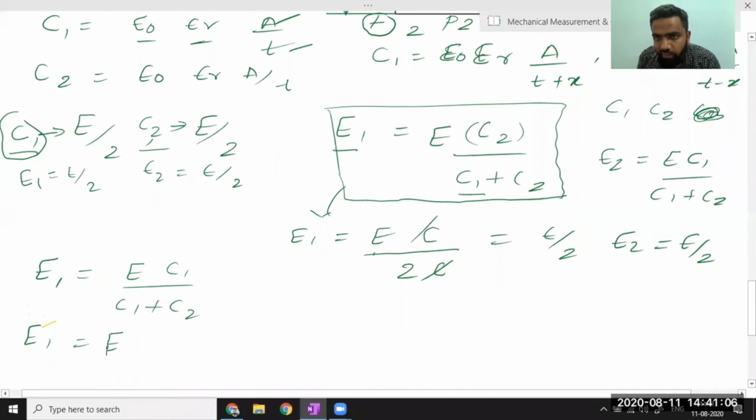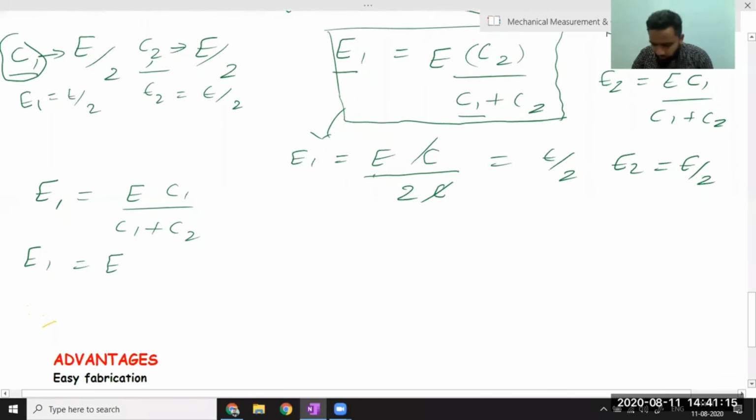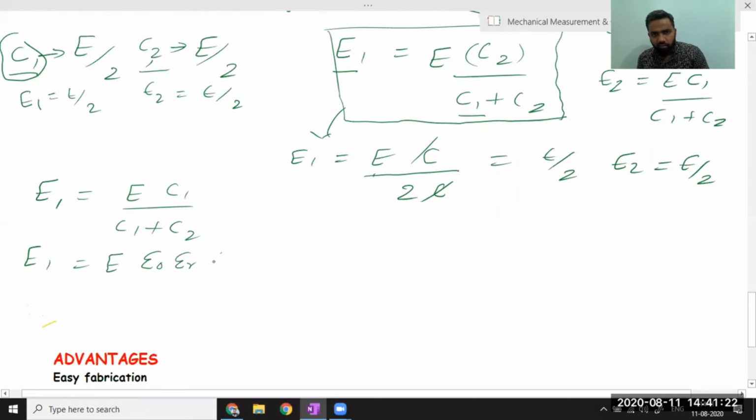Epsilon naught, epsilon r, you can see here, 1 upon T plus X. So what I'll do here is epsilon naught, epsilon r, A upon T plus X. Similarly, epsilon naught, epsilon r will be constant, A will also be constant. What will remain is A times 1 upon T plus X plus 1 upon T minus X.